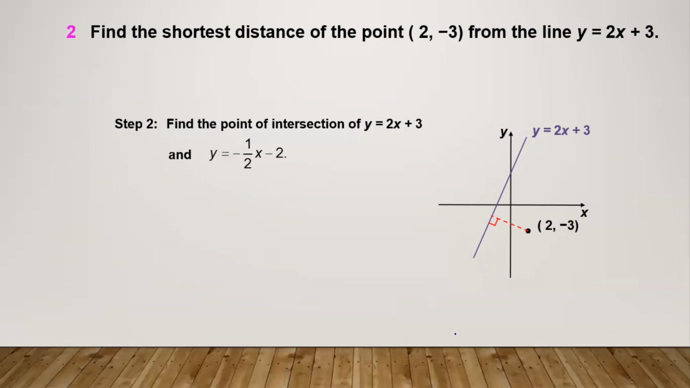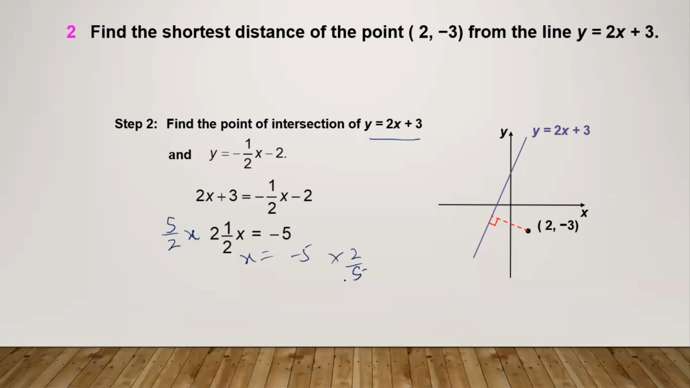Now we need to find where these two lines intersect, the point of intersection. The point of intersection of the lines y = 2x + 3 and y = -1/2 x - 2. Let us equate the values. Equating these values, -1/2 x goes here, it becomes 2 and 1/2 x, which is nothing but 5/2 x. So x will be equal to -5 times 2/5, and that is how you get the value of x as -2.